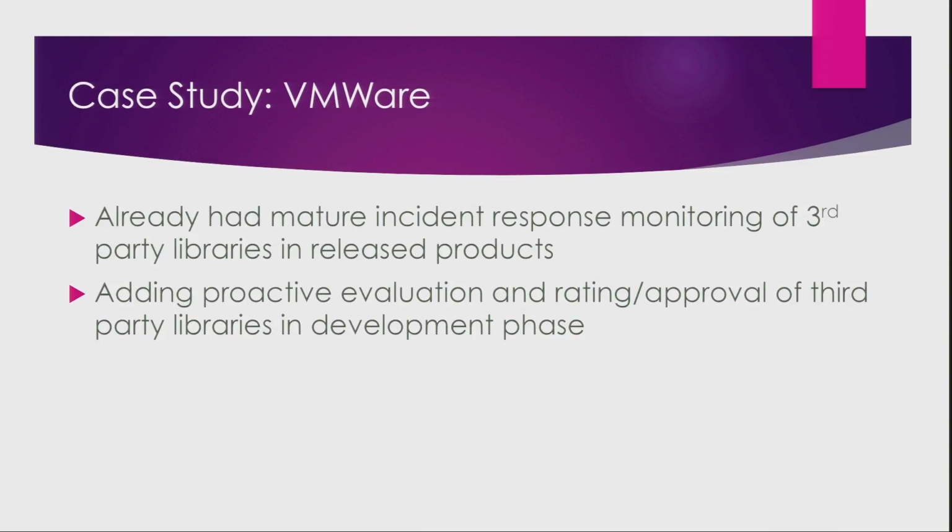They had a mature incident response process. They had program managers that handled the initial triage. They had engineers that did exploitability reproduction testing, worked with the development teams to identify the right way to fix it. And they were monitoring third-party libraries, but they were typically monitoring them by watching mailing lists. They didn't have an automated solution such as Palamida, Black Duck, Sonatype. And so they started adding proactive evaluation and rating and approval. So what ended up happening as a result of going and talking to their leadership team was they got given the mandate of evaluating libraries and approving them for use by the development teams.